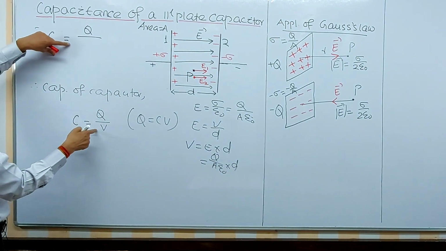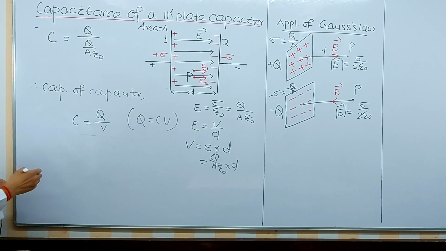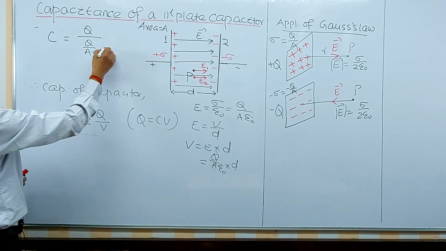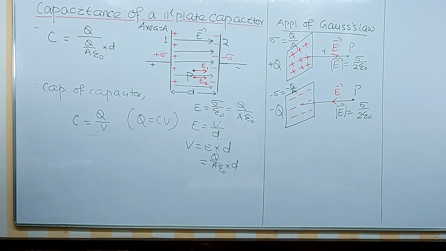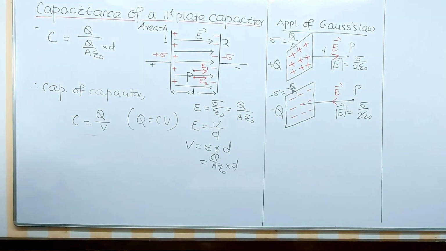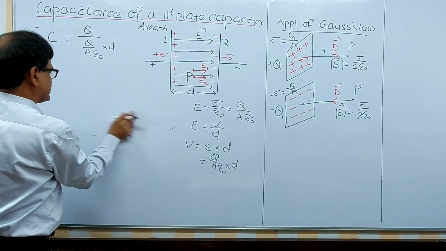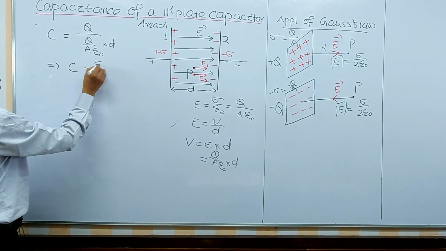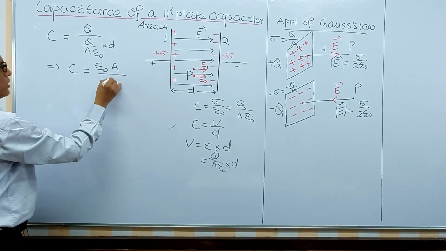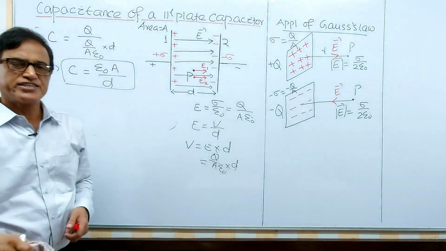Take that V and substitute here. So Q divided by Q by A epsilon 0 into D. That's why you are getting the final formula for capacitance of parallel plate capacitor. This implies that C equals epsilon 0 A upon D. This is the formula from which you may be asked plenty of questions.